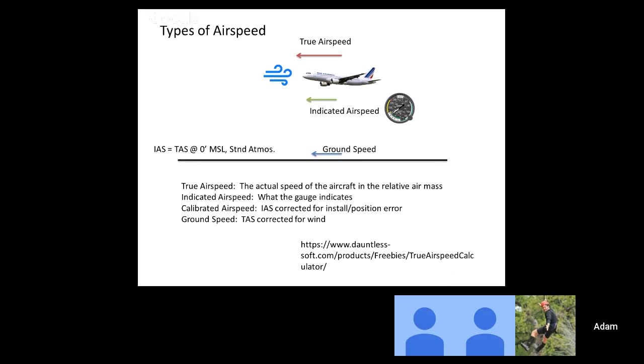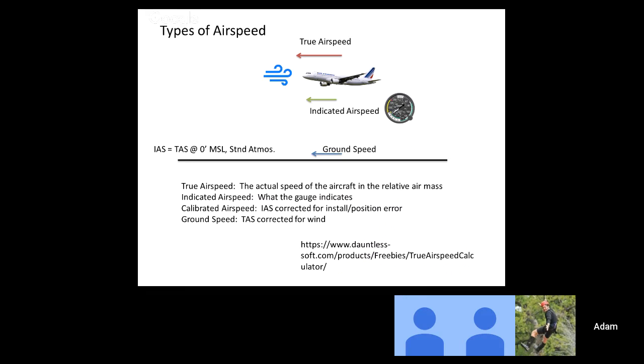Wind does not have anything to do with the difference between true and indicated. It does affect the difference between true and ground speed. Okay. Is it because the pressures change as you're at different altitudes, so the pitot and static aren't always exactly correct? Yeah, that's spot on.